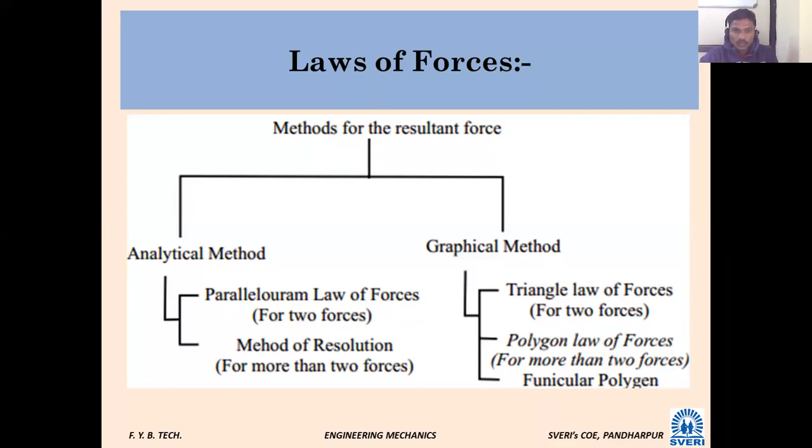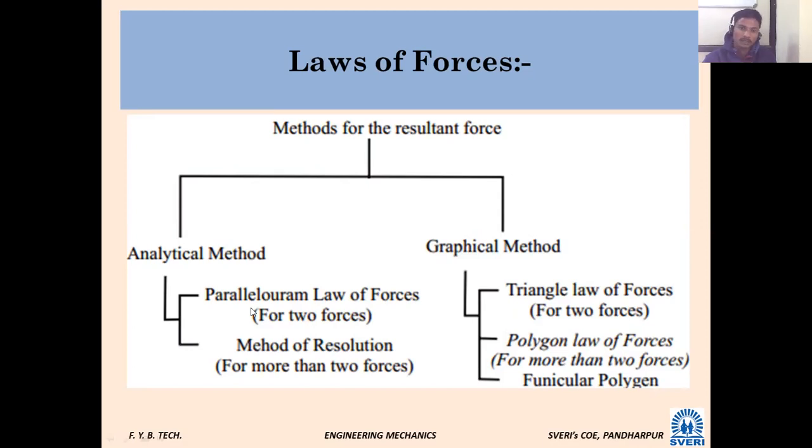Here also we can find the resultant of the force system either by the analytical method or the graphical method. The laws of forces are divided likewise. In the analytical method, the parallelogram law of forces is applicable to only two forces, and the method of resolution is for more than two forces. In the graphical method, there are the triangle law of forces and the polygon law of forces.